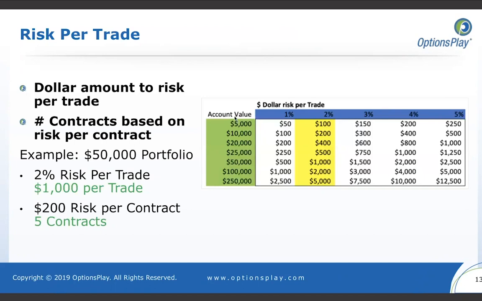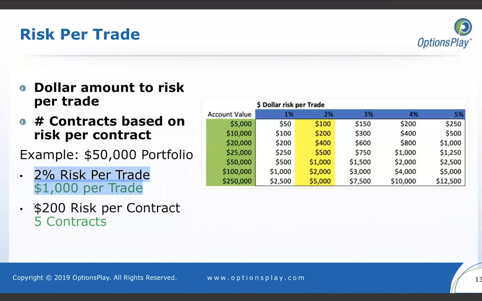So what this really allows you to do is see where you fall in terms of your account value, because that will help dictate, if you risk 2% of your account, roughly what dollar amount you should be allocating to each individual options trade. And then you can calculate the number of contracts based on the risk per contract. So for example, if you have a $50,000 portfolio, you can risk $1,000 per trade, which is 2% of 50,000.